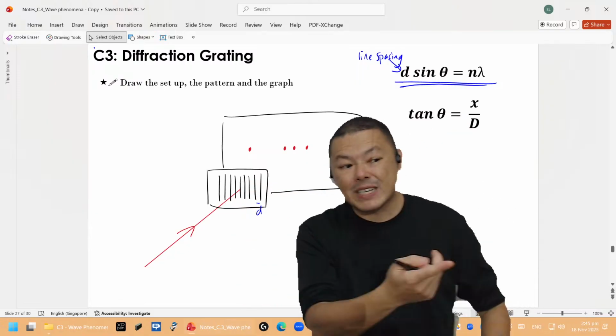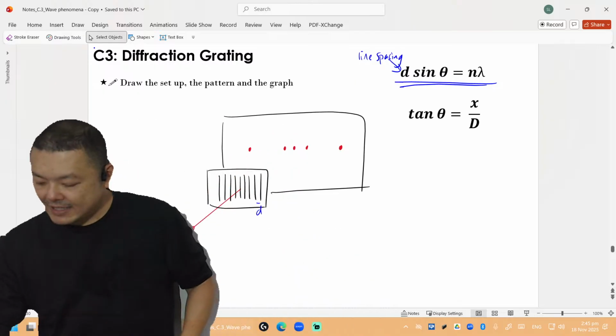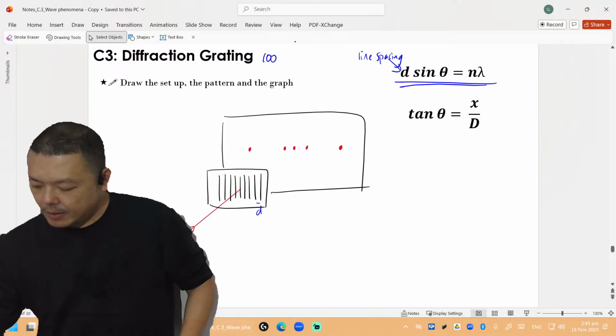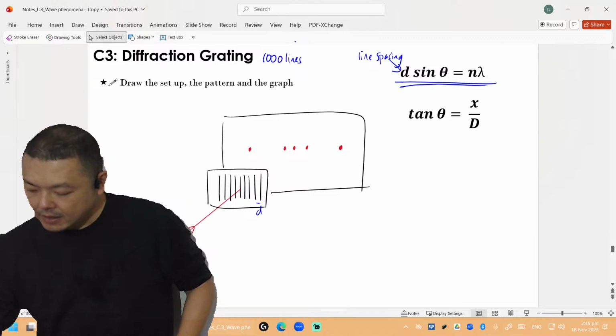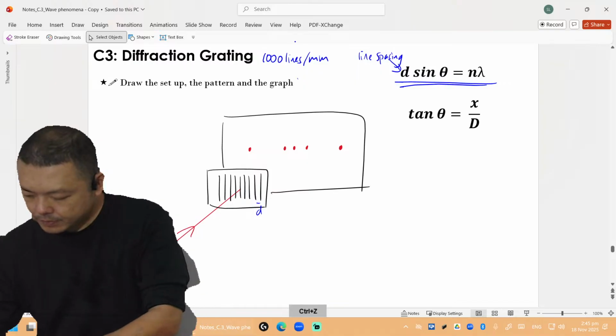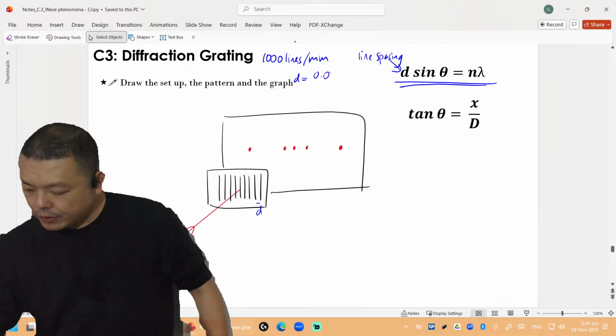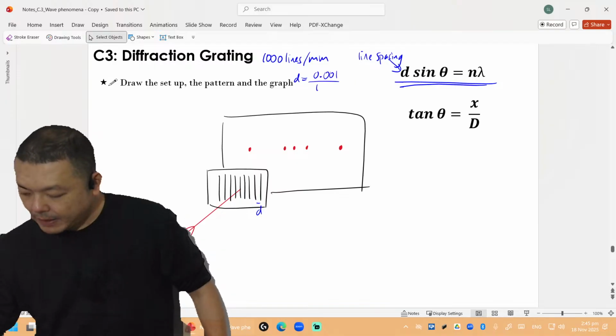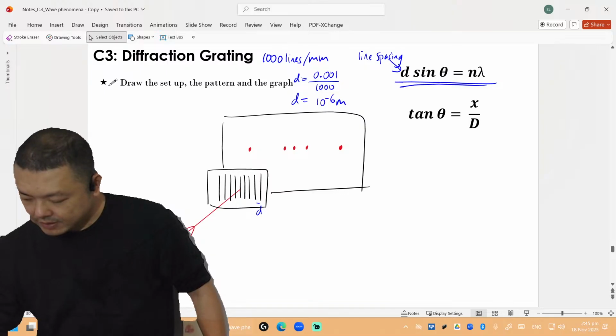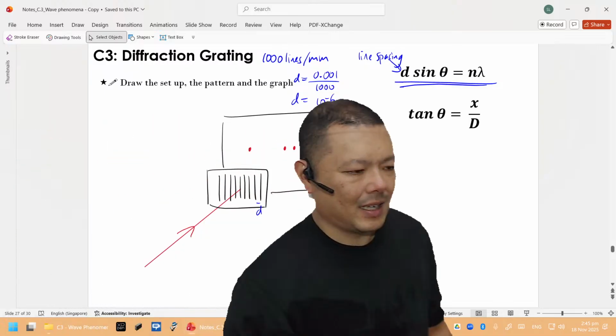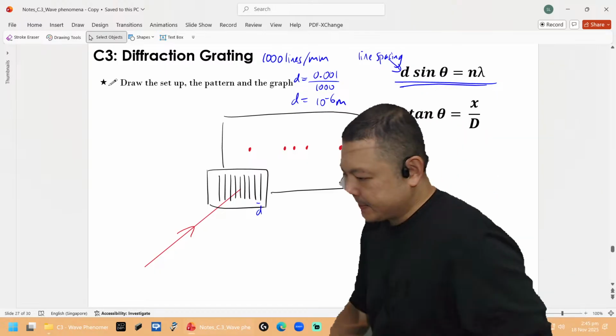So what's d then? If the brand of the diffraction grating tells you it is 1,000 lines per mm, then d will be equal to 0.001 meters divided by 1,000, and therefore d equals 10^-6 meters. We got this, yeah? So we understand this, great.